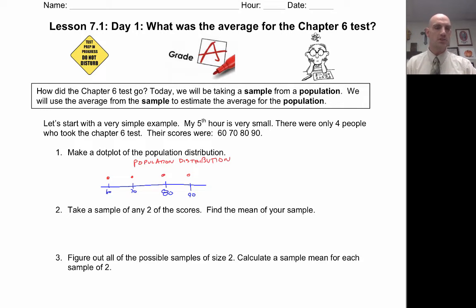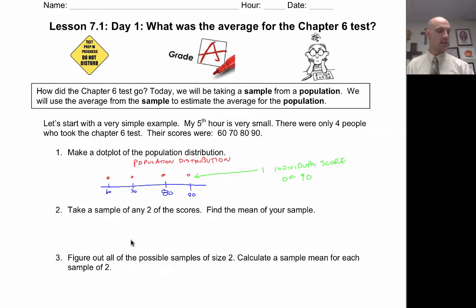So what does each dot represent? This is going to be important as we start to take samples. This is one individual score. I know that seems elementary, but it's important when we start to pull out a sample from a population. It can get confusing, like what does one dot represent? In this case, it represents one individual score of 90.